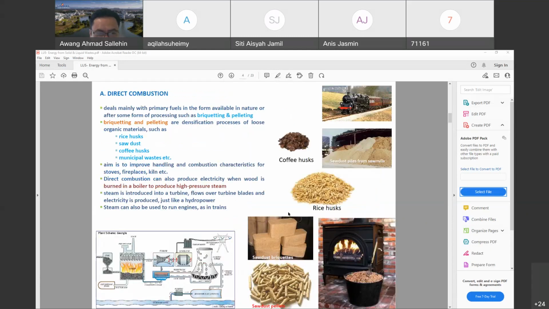Okay. So looking into specifically the types of energy being produced, the processes, let's have a look at one by one. We have direct combustion. This one deals directly with the primary fuel in the form available in nature or after some form of processing, for example, briquetting as well as pelleting. So we have some sort of processing, especially at oil palm plantations.